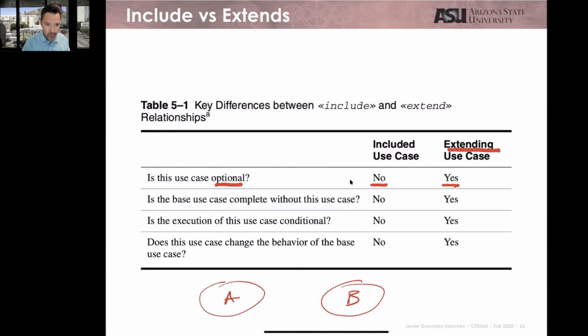If your answer is no, both are mandatory, like authentication is mandatory, and therefore I want to connect authentication with withdraw or authentication with transaction, it cannot be optional. Use include. Is the base complete without the other? If you tell me no, transaction is not complete without authentication, this is a small part that should be inside. If it's not complete, you need include. If it's complete, the only thing that I am doing is adding the flower. Extend.